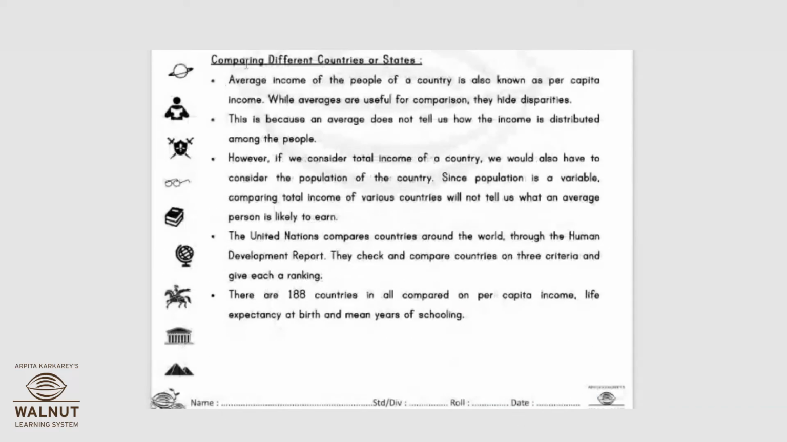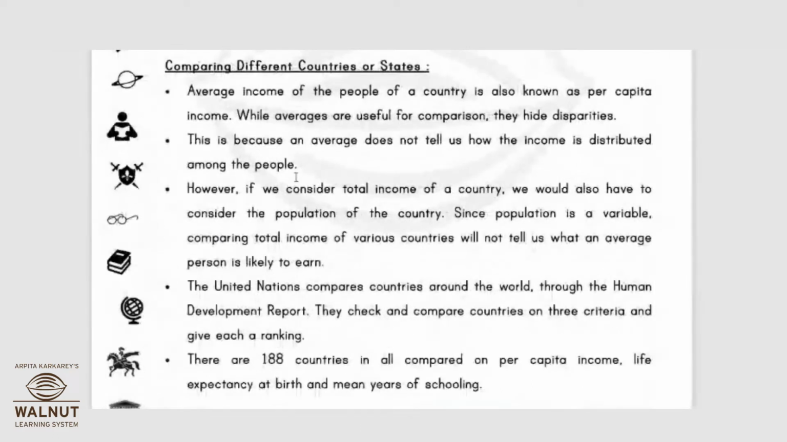So, how do we compare it? Now, let's see this. We are concentrating on this. Average income of the people of a country is also known as per capita income. While averages are useful for comparison, they hide disparities.